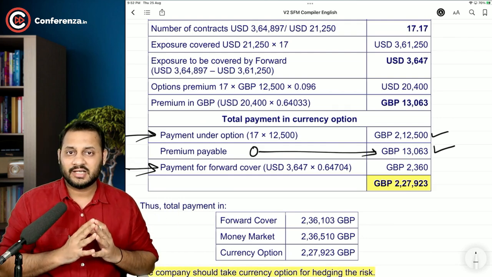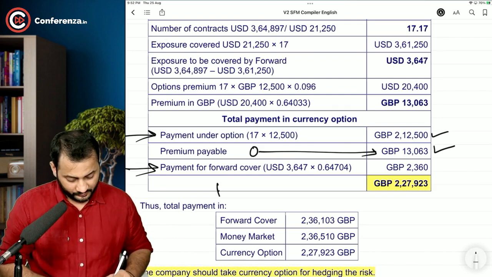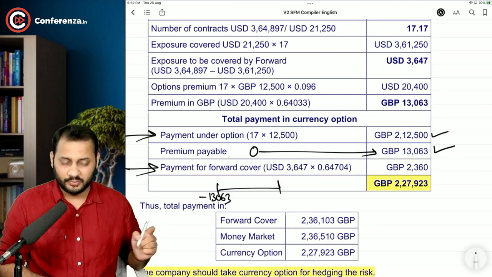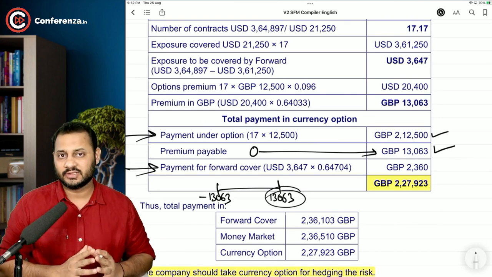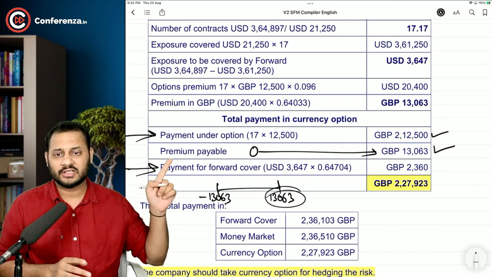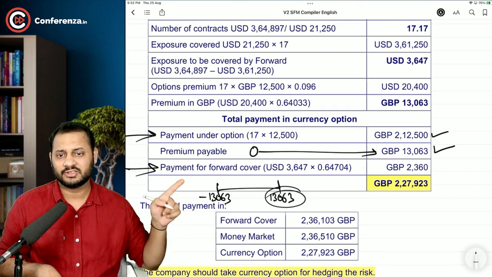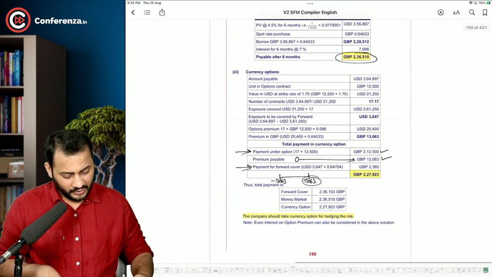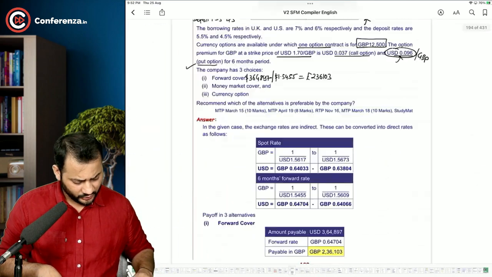Whereas the interest has to be considered because no one is going to give you free money. The premium has to be paid at this date. So this has to be borrowed, but they are taking 13063 at the expiry as well. So no interest has been taken here, and that's why the answer is not matching exactly. But this is not the correct answer, I will tell you. The interest has to be there. Ultimately, whichever option will give you the least amount of outflow, you will go with that.